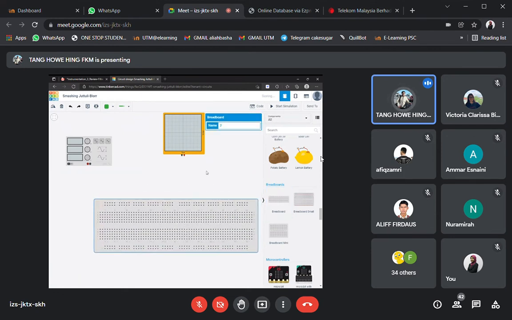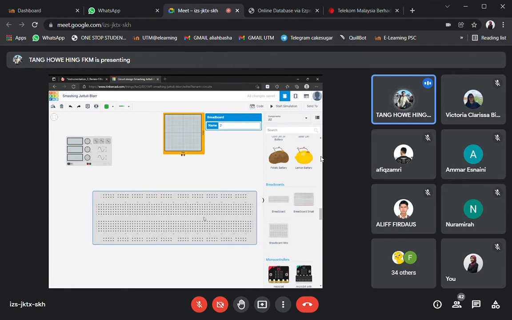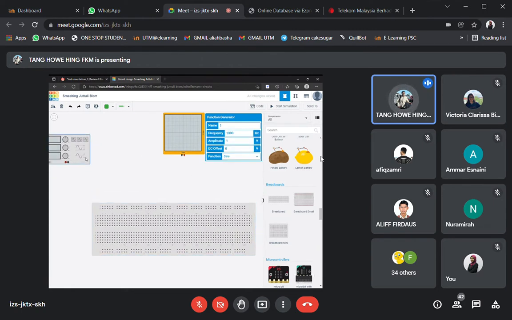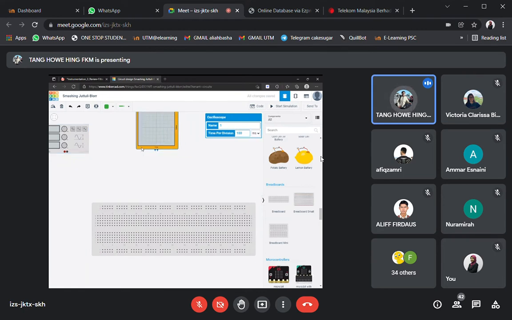Okay, so this is a breadboard. I need it to be huge, to be long. That is the function generators, and then I'm going to plug these function generators into here.